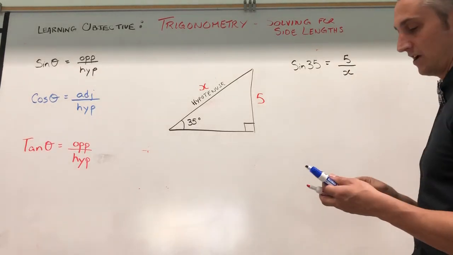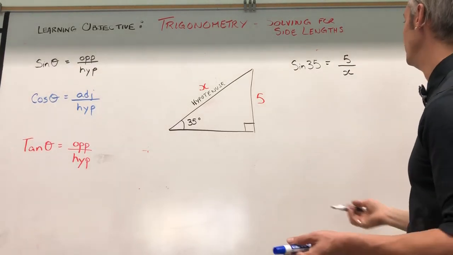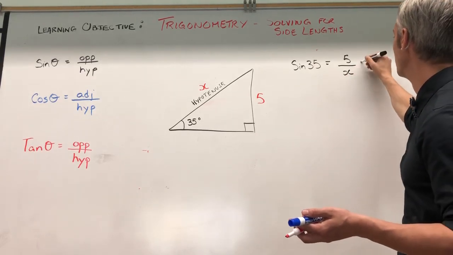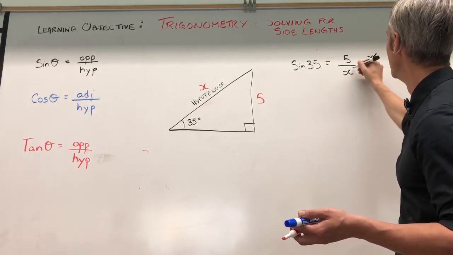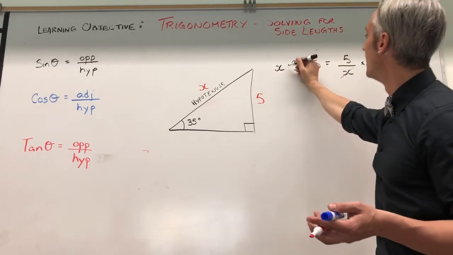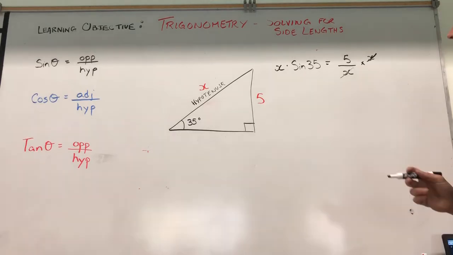Now I have to solve for x. So how would I do that? Well, first I want to get x out of the bottom there. So I'm going to multiply it by x to get it out of there. And what I do to one side, I do to the other. Now I have x times sine 35 is equal to 5.